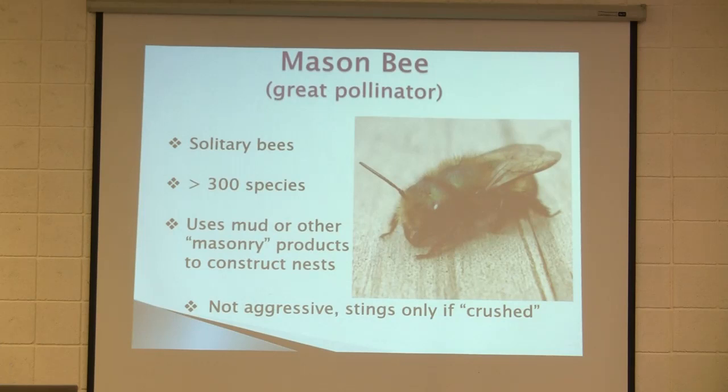The mason bee, they're solitary bees, and they use mud, or usually mud, to cap off and make their nests. They're not aggressive, and they will only sting if you crush them. So if you step on one before you kill it, it might sting you.